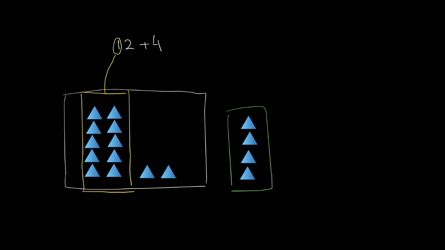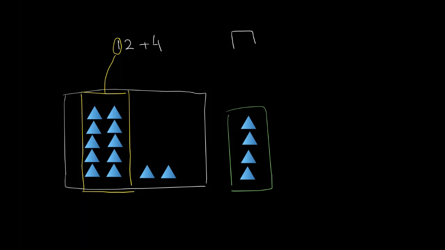Okay, so now we have 12 and we want to add 4. So now what we can do is, as the child should be able to see, what we've done is we've broken up a 12. So this is what we've really done. We've broken up a 12.